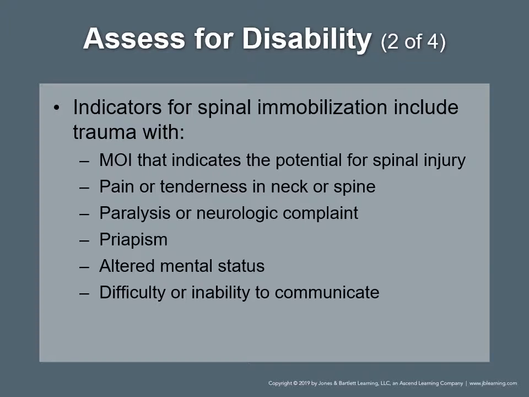whether they can't move at all, they're paralyzed. Priapism is an erection in a man or a boy that shouldn't be there at that time. So that could be indicative of a spinal cord injury. If they're altered because of a trauma incident, it could increase our suspicion of a spinal cord injury. And if they're having difficulty speaking because of maybe a head injury or something like that.